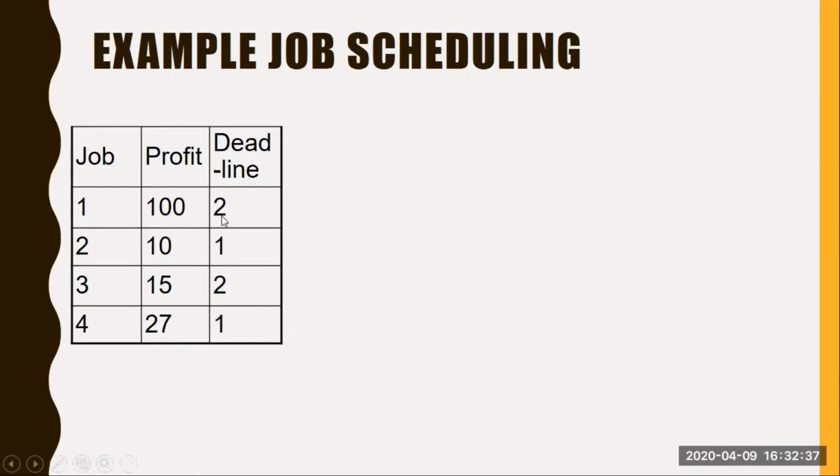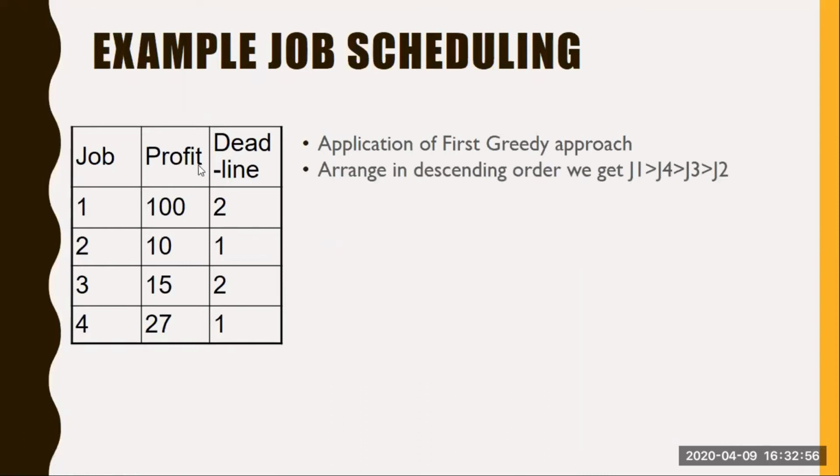The deadline is, the first job has to get over within 2 minutes. The second job has to get over within the first minute. The third job has to get over within 2 minutes, and the fourth job has to get over within the first minute. Now, the first step over here, if I want to apply the greedy approach, is to arrange everything in descending order of profits. First is job 1, followed by job 4, followed by job 3, and then job 2. So this is the order in which we are going to choose.